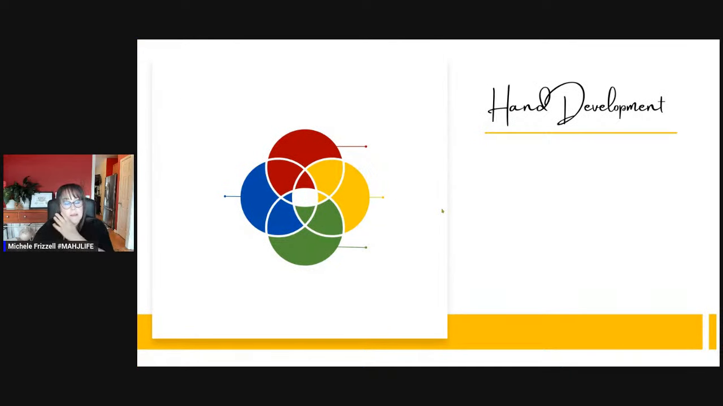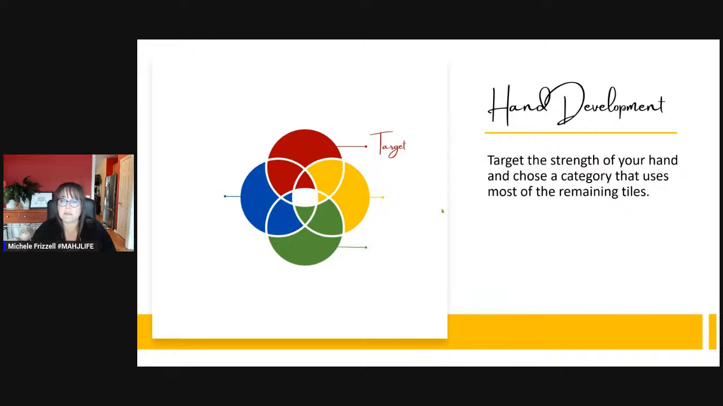I want to talk about hand development first. When you first get your dealt hand, you're going to target the strength of the hand, and you're going to choose a category that uses most of the remaining tiles. So you're going to get supporting tiles for the strength, whether the strength of the hand be a multiple or a predominant pattern. It just really depends on the tiles that you're dealt. That's part of the luck in the game.